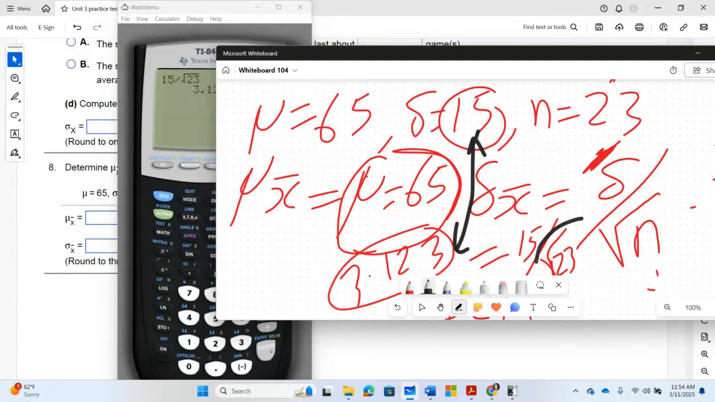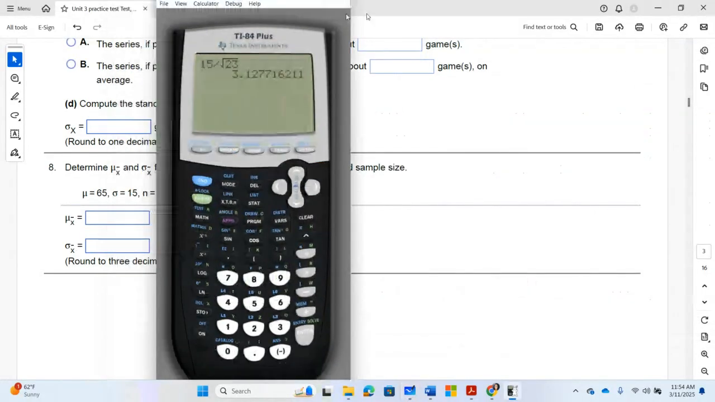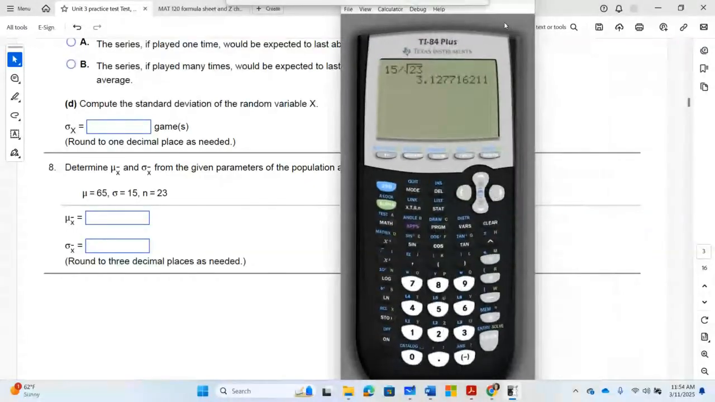Why? Because I'm always going to be dividing by the square root of the sample size. Sample size could be 3, could be 4. So I'm dividing the standard deviation by a large number. So that's why my answer is smaller. That is why the standard error is always smaller than the standard deviation. Okay, so I have answered question number 8, and that is a question in 8.1.